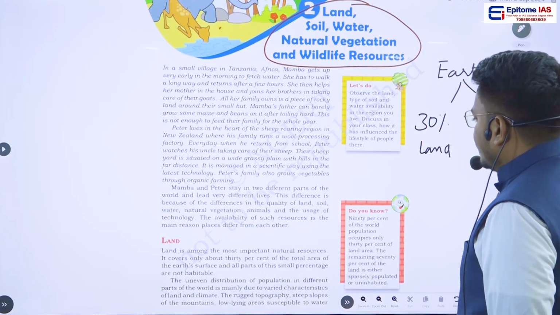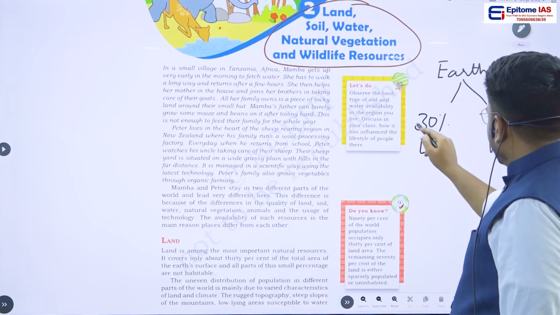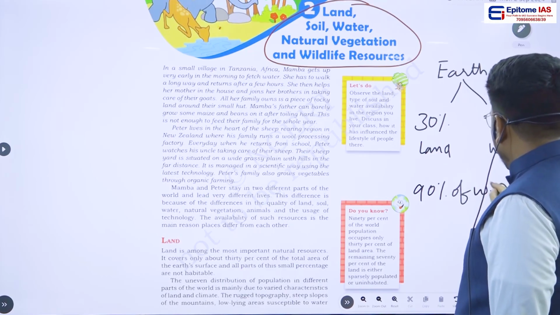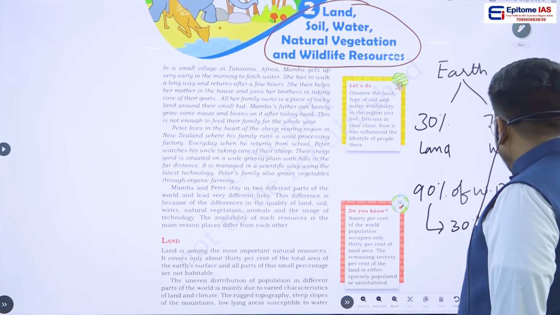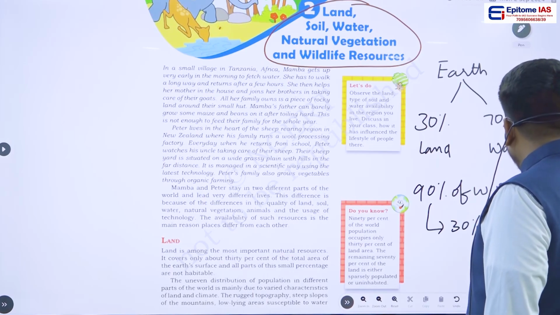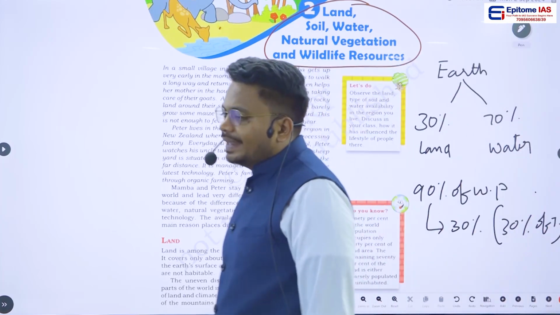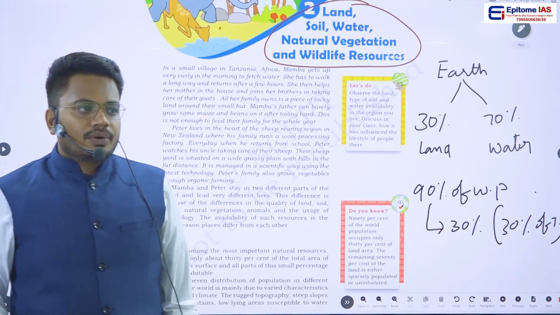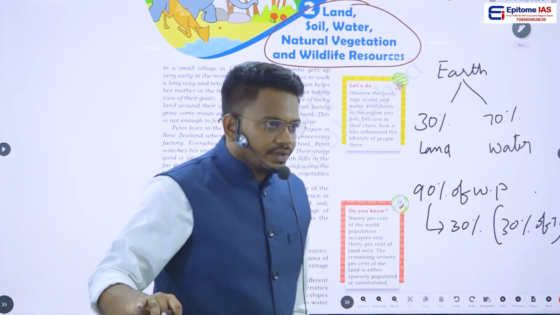Here what we have to understand is that 90% of the world population occupies that 30% of the total available land, so the remaining 10% of people will be seen in the remaining 70% of the total available land presented on the earth. This is the point which we should understand.